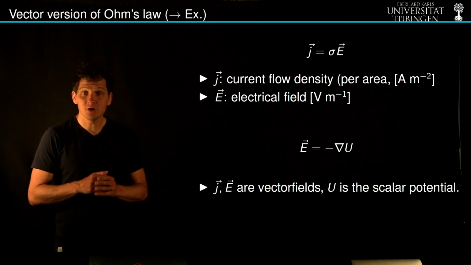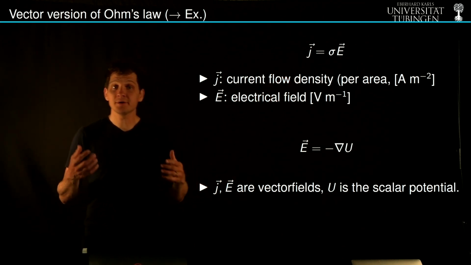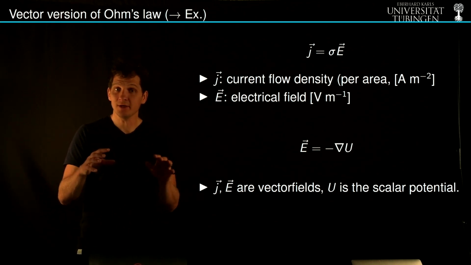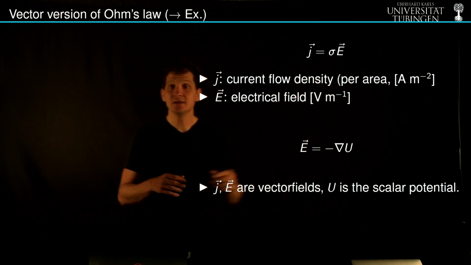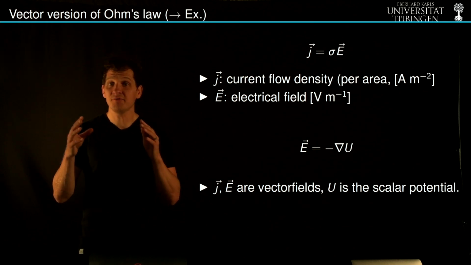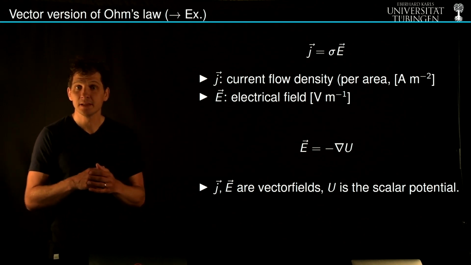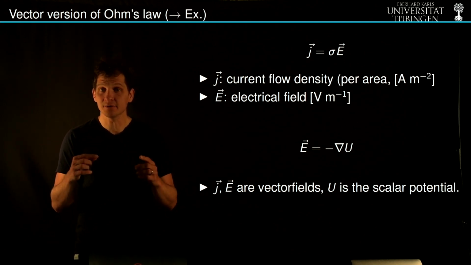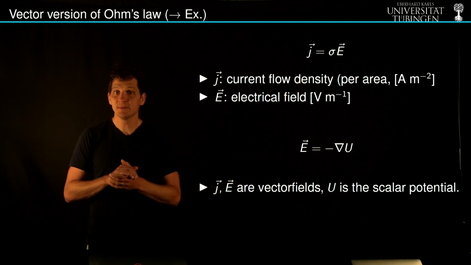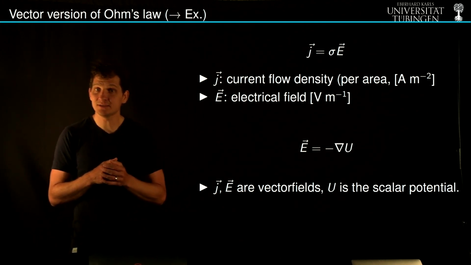This vector version of Ohm's law is formulated in terms of the electrical current density J, and this density is defined as current per unit area, and it also contains the electrical field E. Both quantities, J and E, are vector fields, meaning they are defined everywhere in space with a direction and a magnitude. In the cases we consider here, the current density J is always parallel to the electrical field, and the constant of proportionality is the conductivity, or its inverse, the resistivity.